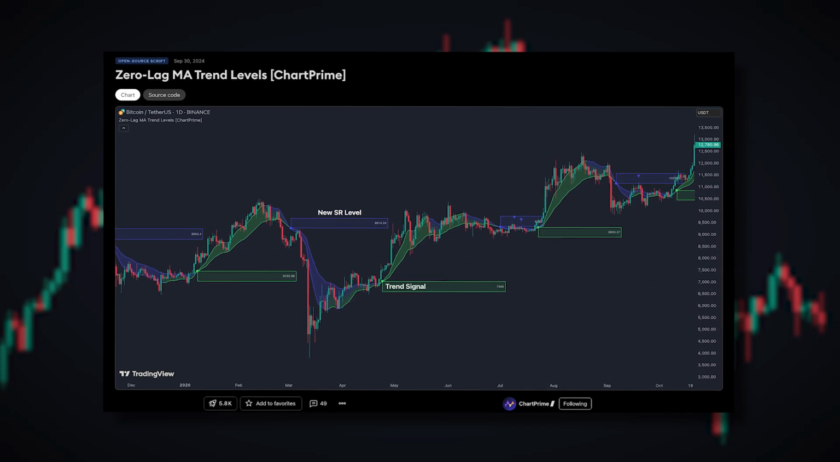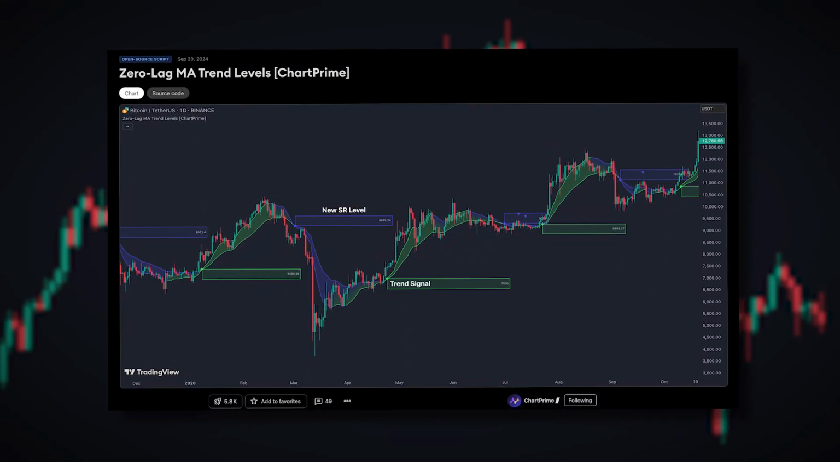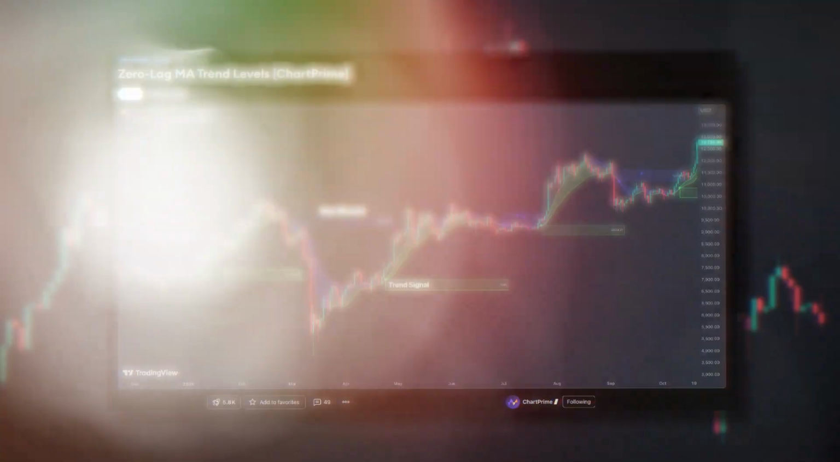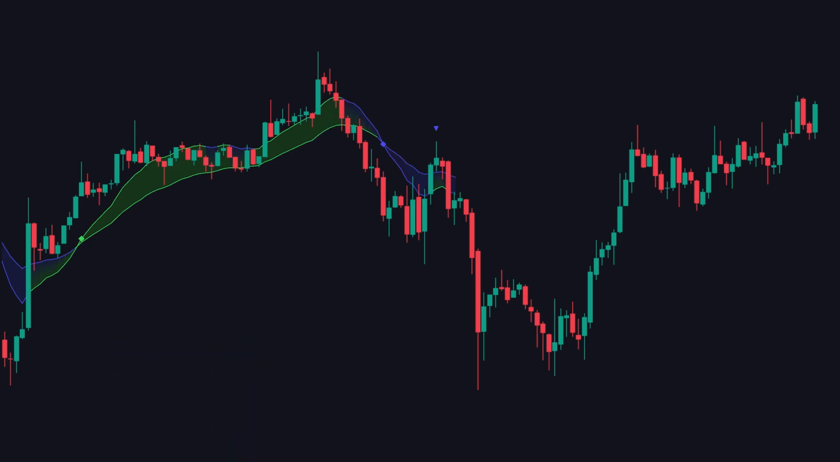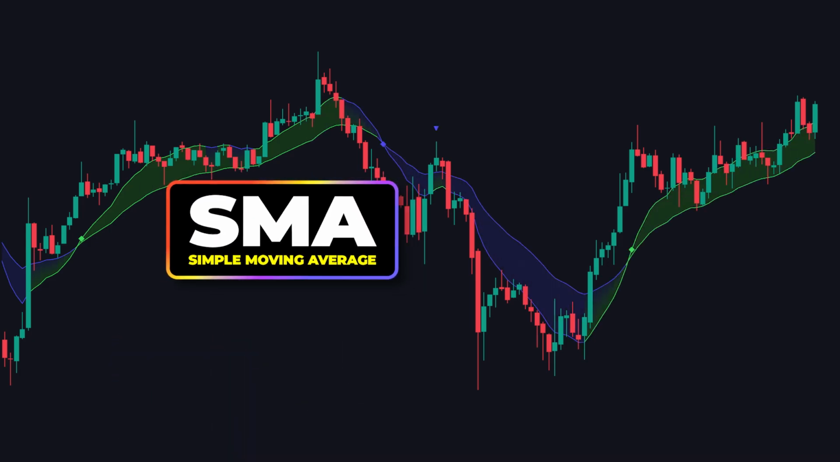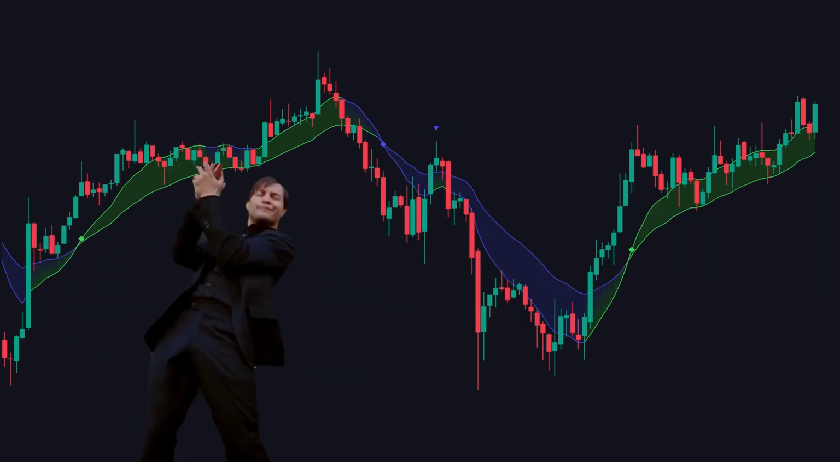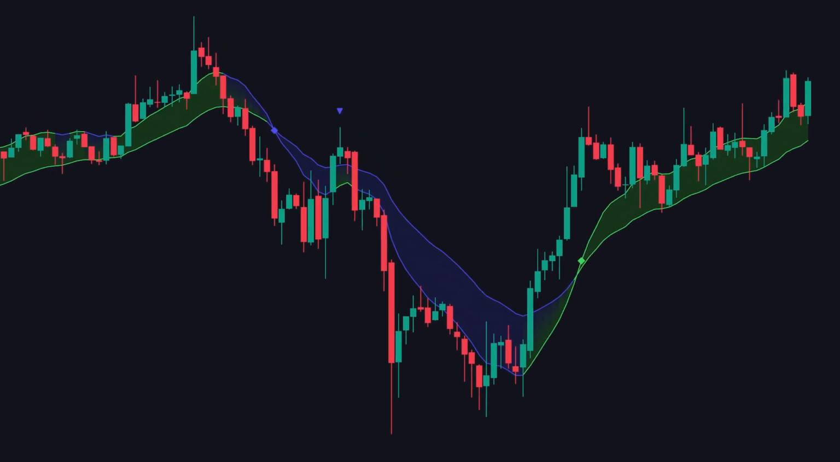Next up, let's take a look at a support and resistance tool that you can use and compare with the powerful LOWESS, the zero lag MA trend levels indicator. This indicator leverages a zero lag moving average designed to have extremely low levels of lag when compared to an SMA or an EMA. This means you can get into positions earlier than ever before. Let's take a look at this beautiful moving average in action on our chart.